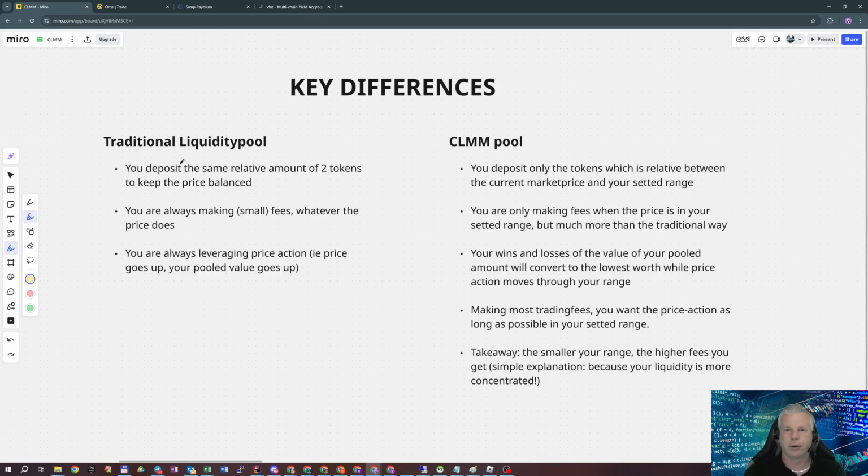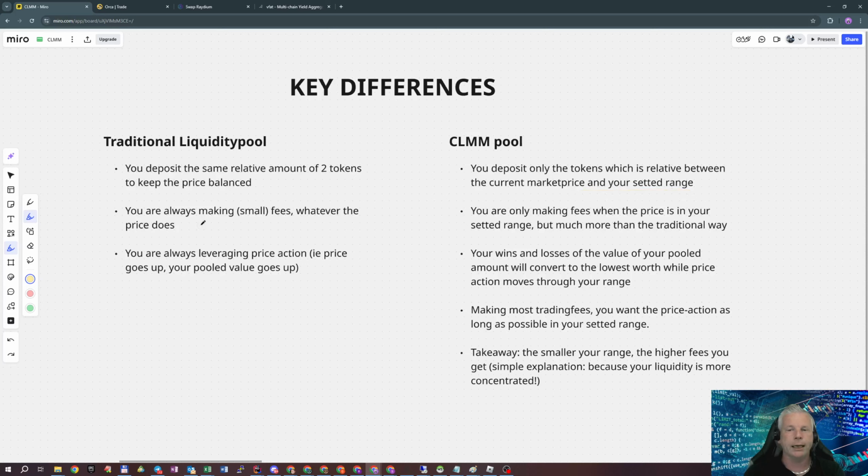All right, key differences. In a traditional liquidity pool, you deposit the same relative amount of two tokens to keep the price balance, which we saw in the previous lesson. Like if SOL is $100 and you want to add one SOL to the liquidity pool, you also have to add $100, so you're actually always adding $200 in value. So if you want to add $100, you should add only half of a SOL and $50, making 100 in total. At CLMM, this is totally not the case. You only deposit the tokens which are relative between the current market price and your set range. We will soon see this in the next slide. It will make more sense soon.